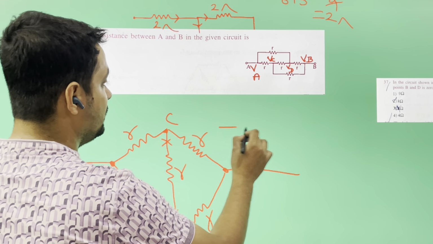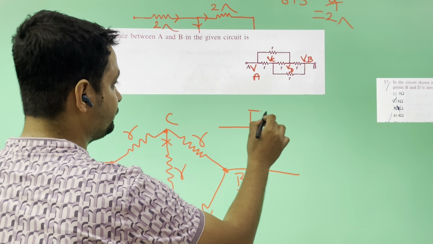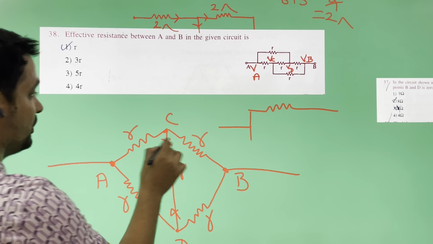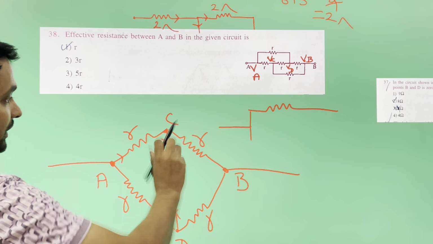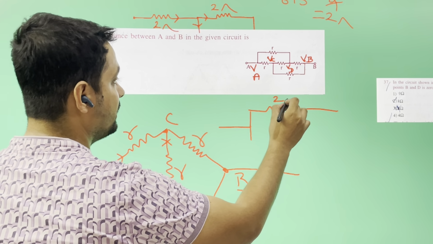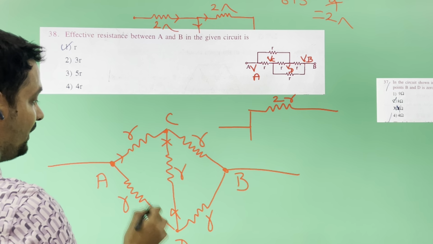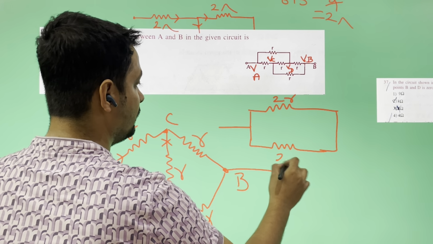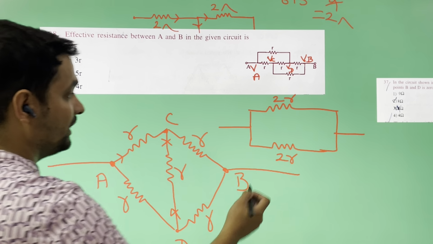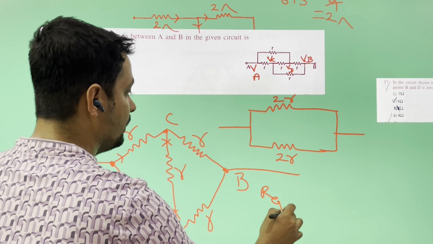So finally you can write this one because these two are in series. Now here the same current is going in these two. Okay, you remove this one. So that's 2R, and then again this is series, that is 2R. These two will be in parallel. So 2R in parallel, so R equivalent will be what?